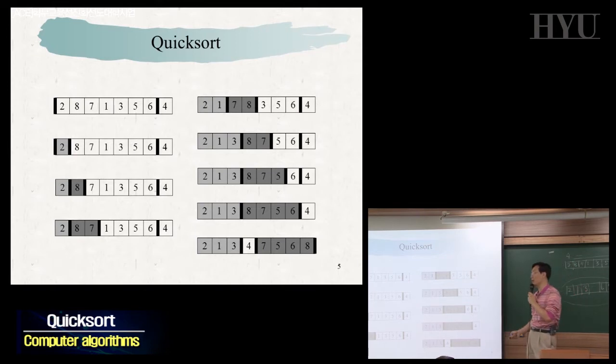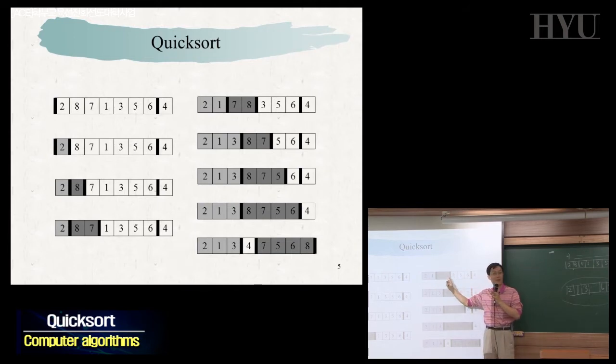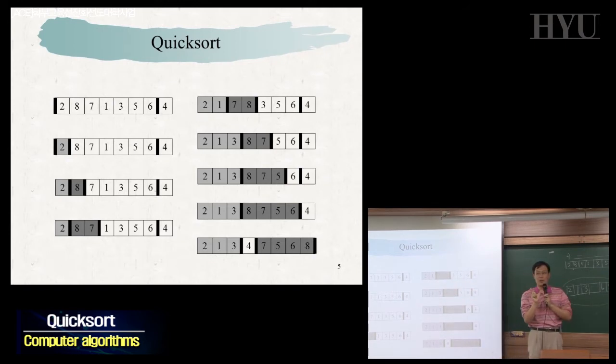Yes, swapping. We swap 8 with 1. We don't slide all of them. In that case, it takes more time. So we just swap 8 with 1, like this. Then we can maintain 2 partitions and they are adjacent.